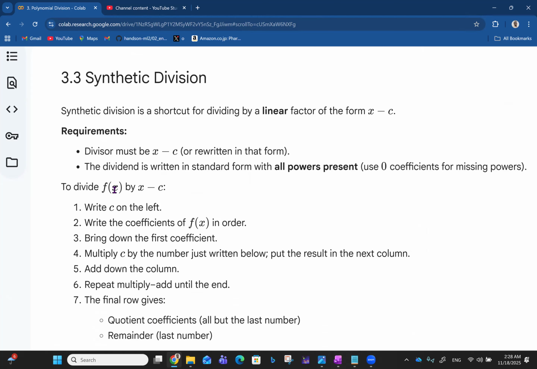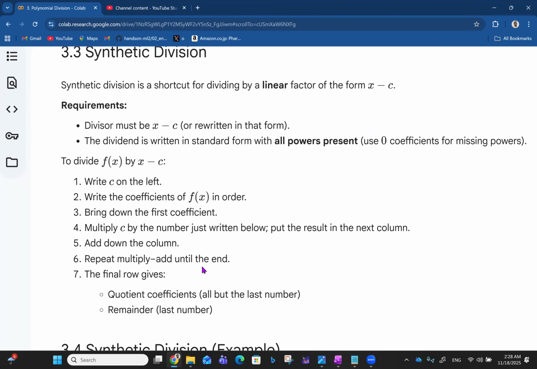To divide f of x by x minus c, the first thing is to write c on the left. Then write the coefficients of f of x in order. Bring down the first coefficient. Multiply c by the number just written below, then put the result in the next column. Add down the column. I know this may not be clear, but don't worry, by the time I take the example, you'll understand. Then repeat: multiply, add, until the end. The final row gives the quotient coefficients, all but the last number, and the remainder is the last number.